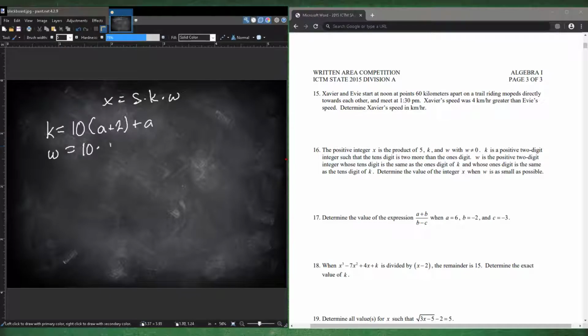So for this one you put the a in the tens place, and for this one you put a plus 2. This one distributes out as 11a plus 20, and this one distributes out as 11a plus 2. Determine the value of x when w is as small as possible. So w is as small as possible as a two-digit integer when a has to be equal to 1. So that's equal to 13, and then k would be 31. And then we multiply by 5 to get our x. Using your calculator, 13 times 31 times 5 is 2015.